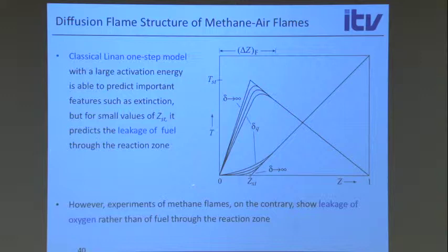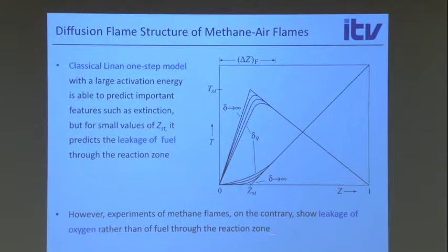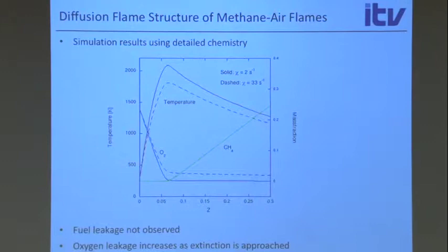We call this a leakage of fuel, because for fast chemistry, the fuel is all consumed here in the reaction zone. For slower chemistry, the chemical time scale is too long and the fuel cannot be converted to products, which is why it diffuses into the oxygen. This is not seen in experiments. In experiments, you rather see that the oxygen goes to the other side.